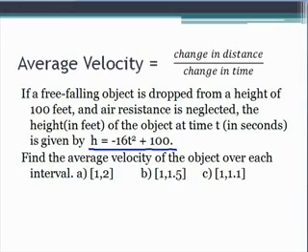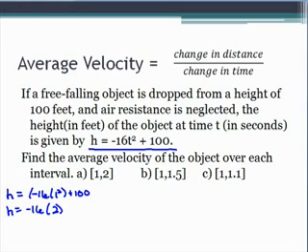What we have to do then is figure out the distance that it has changed. So if we want to go from 1 to 2, the first thing we'd have to do is figure out what the height is at each of those times. So if I plug in a 1, negative 16 times 1 squared plus 100, and then we have to do it again for 2 squared.